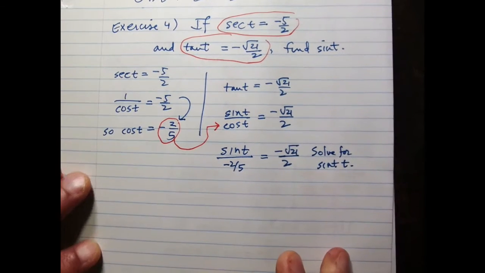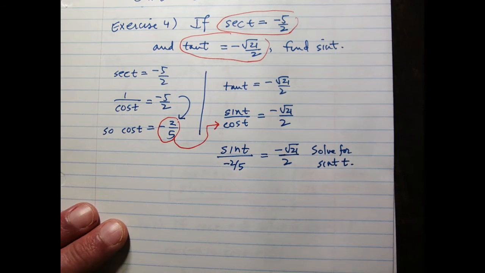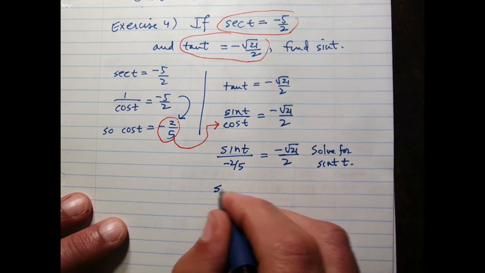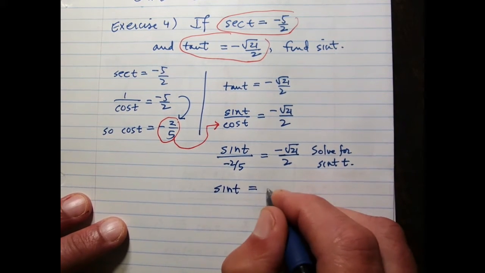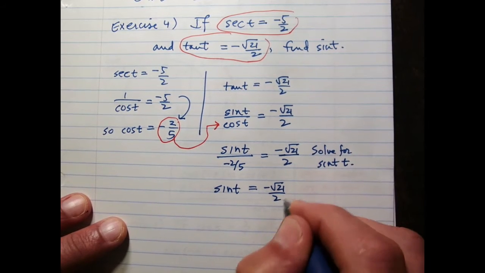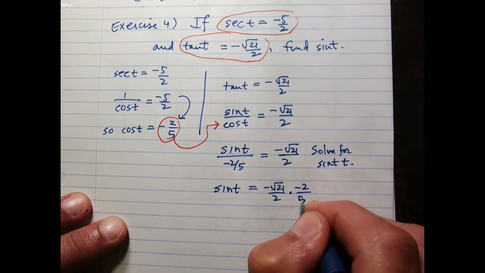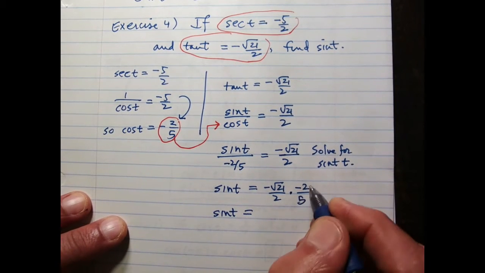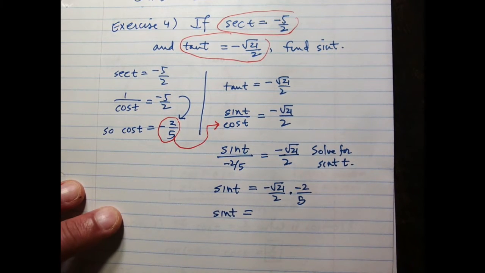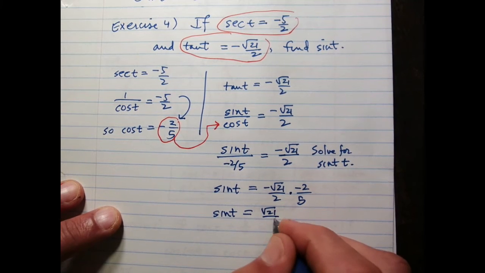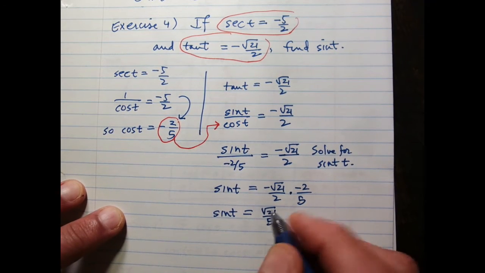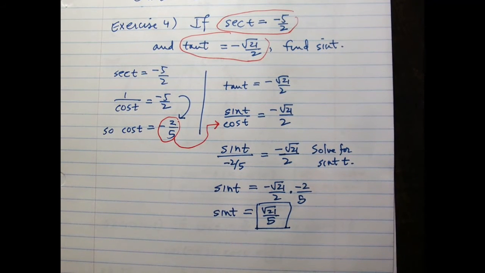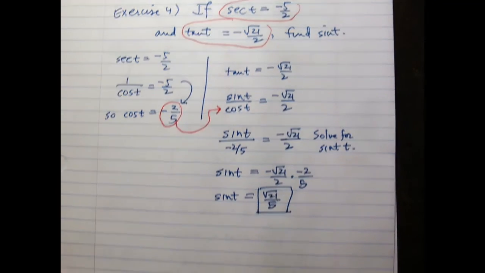It's like all the information was there, we just had to juggle things a little bit. Here I can multiply both sides by negative 2/5, and we get sine t is equal to, I think the 2's are going to cancel, the negatives go away. This is going to be square root of 21 over 5, positive. Okay, that's exercise 4. Nothing scary about exercise 4.